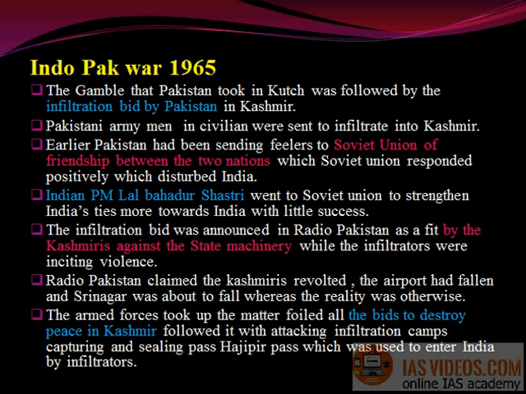Radio Pakistan claimed the Kashmiris revolted, the airport had fallen and Srinagar was about to fall, whereas the reality was otherwise. The armed forces took up the matter, foiled all the bids to destroy peace in Kashmir, followed it with attacking infiltration camps, and capturing and sealing Haji Pir Pass, which was used by infiltrators to enter India.